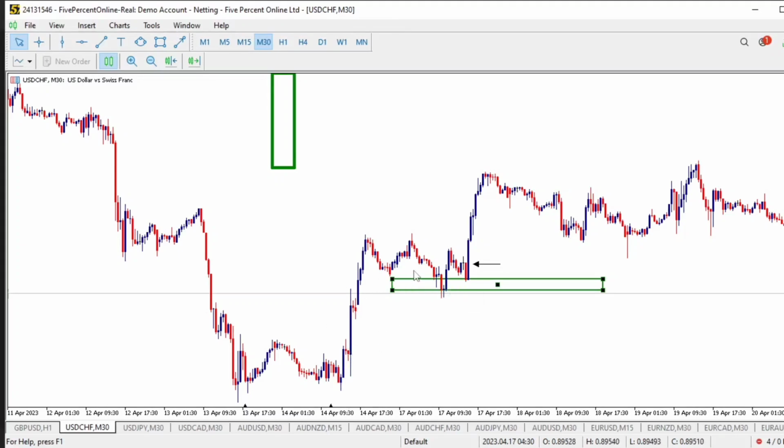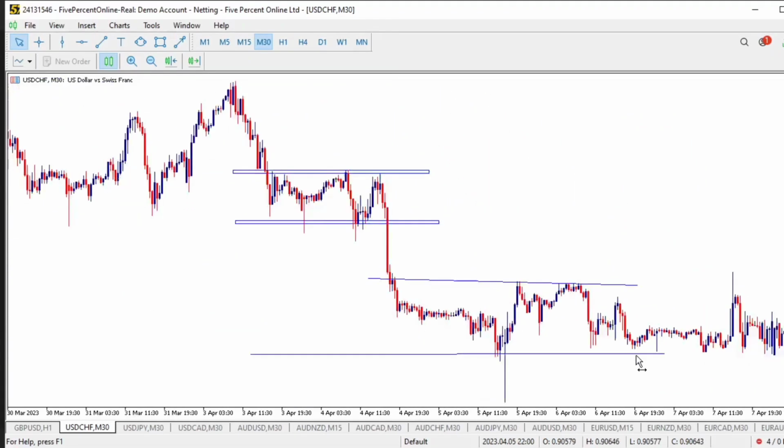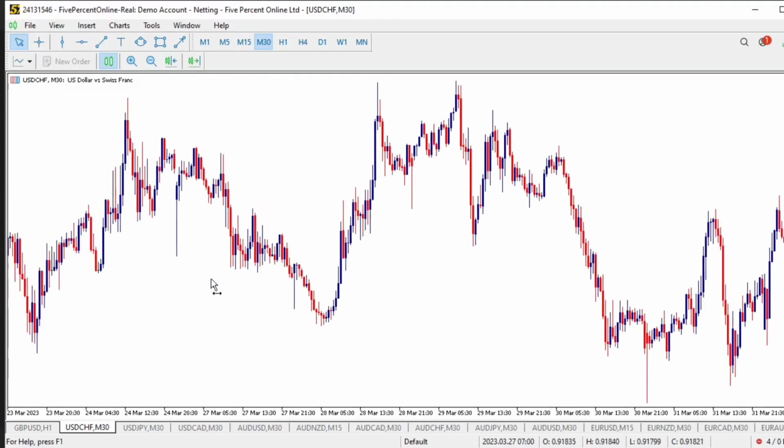Okay, now let's look at this one. We can also consider this. You can see the market move up because it formed on a what? On a support level. Now let's go.